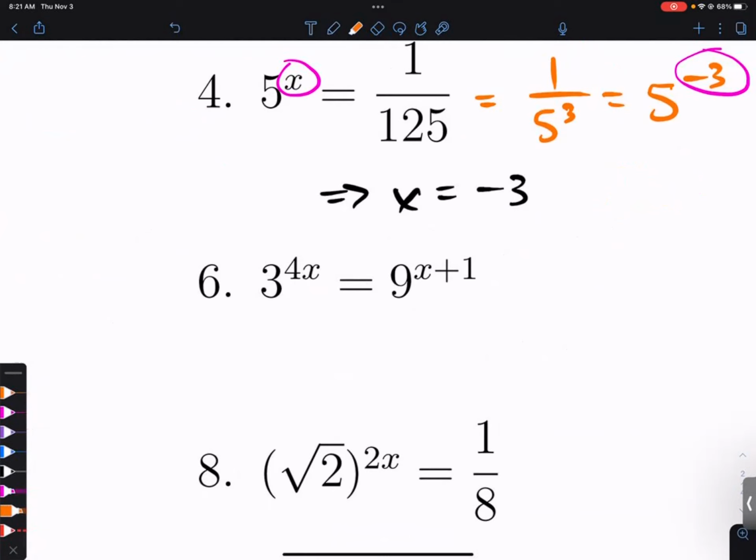And the same thing's true for something like this. We could even think through that, because what do you know about 3 and 9? 9 is 3 squared. So 3 to the 4x is equal to 3 squared to the x plus 1. Well, how do you raise a thing that has a power on it to another power?